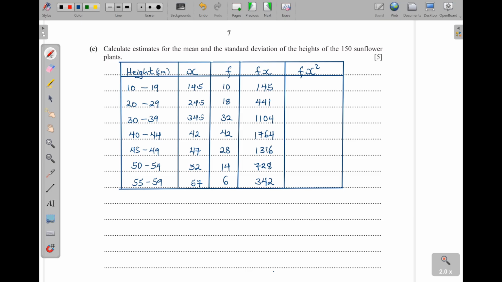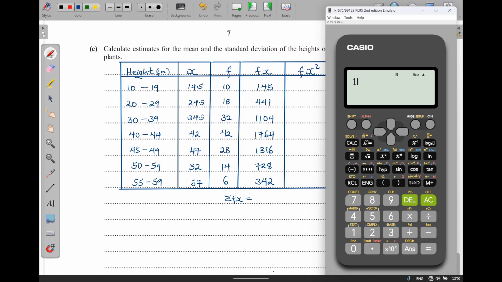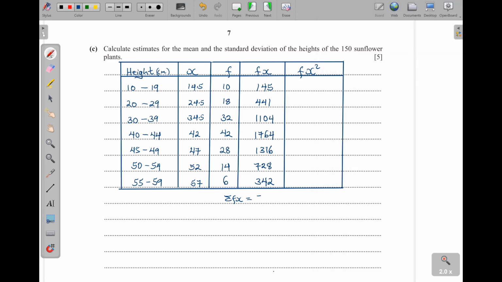Then when we sum up all of this, what do we get? Summation of fx. What does it give us? Because we shall need it in the calculation of mean. 145 plus 441 plus 1104 plus 1764 plus 1316 plus 728 plus 342. This one gives us 5840. Then we come to these ones here.